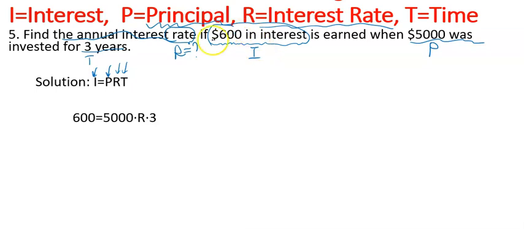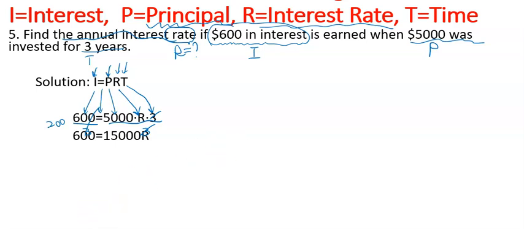Interest, I, is 600, and that equals the principal, the money we invest, 5,000, times R, the rate, which is unknown, times T, which is 3 years. After we plug everything in, we have to get R by itself. First we can get rid of 3 by dividing both sides by 3. So 600 divided by 3 gives us 200. Then we have to divide both sides by 5,000 to get rid of 5,000. So that's one way to do it.